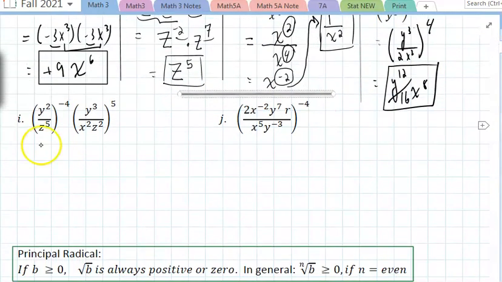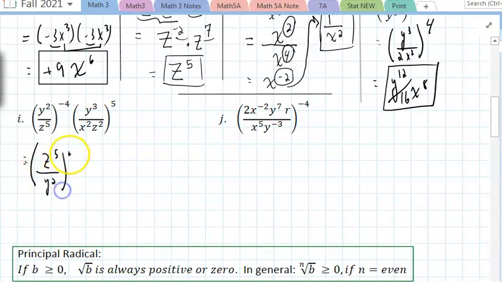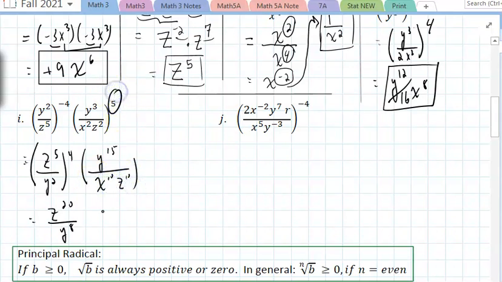Next problem up. I know that this is z to the 5th over y squared raised to the 4th power. That is z to the 20th over y to the 8th. And here I'm looking at y to the 15 over z to the 10. So basically distribute that in.